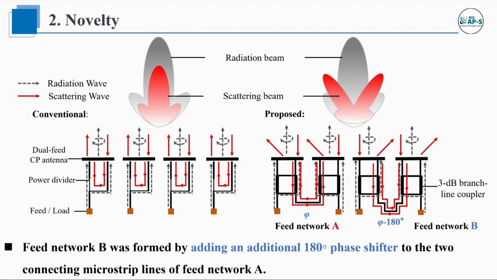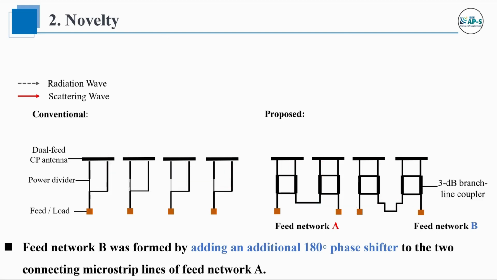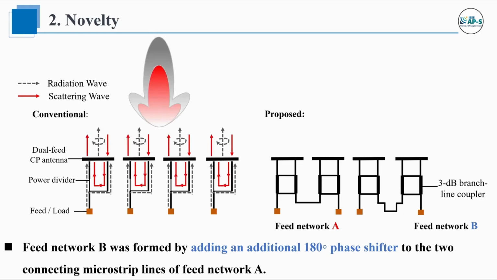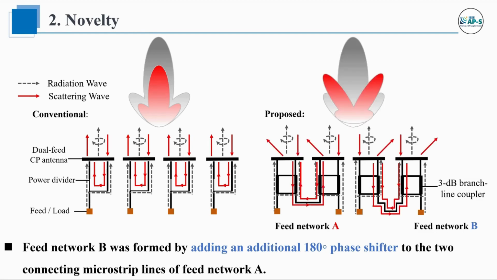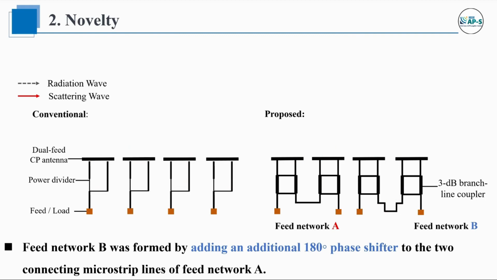The CP antenna we propose is composed of two different crossed subarrays, which are loaded with different feed networks, named Feed Network A and Feed Network B. In our design, the 3 dB branch line coupler is introduced. Because of the high isolation between the input and isolation ports of the 3 dB branch line coupler, the radiated energy does not pass through the feed network, and radiation and scattering energy will not affect each other.